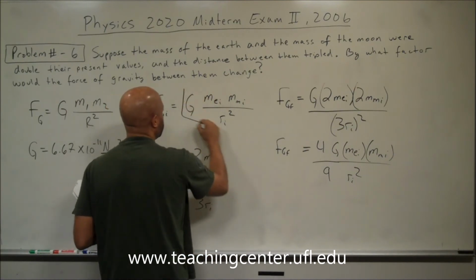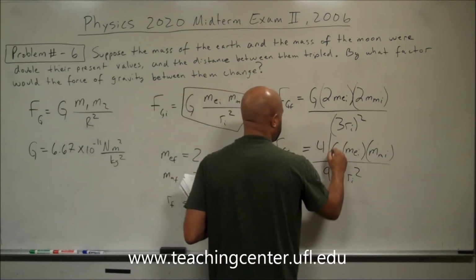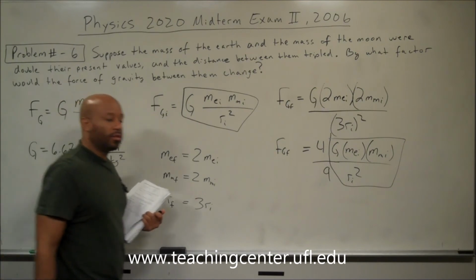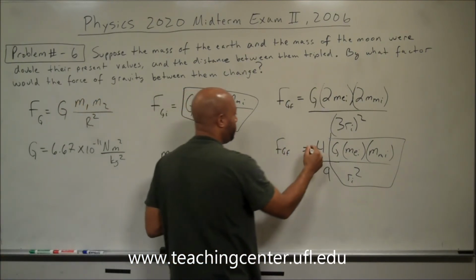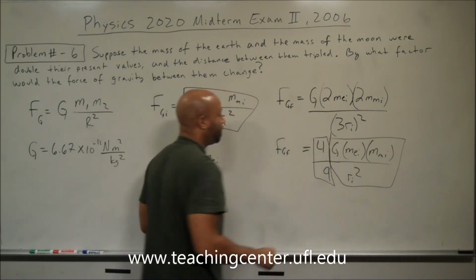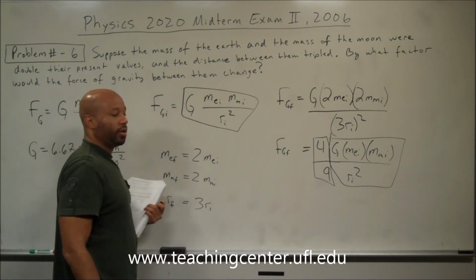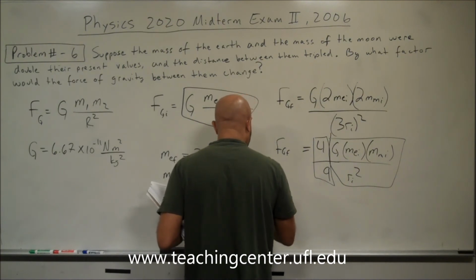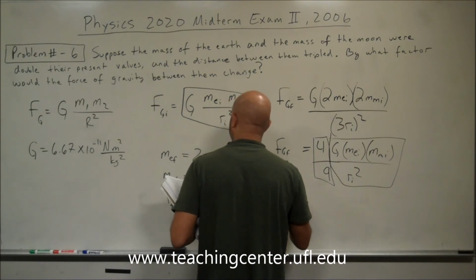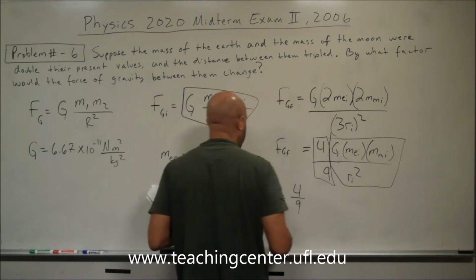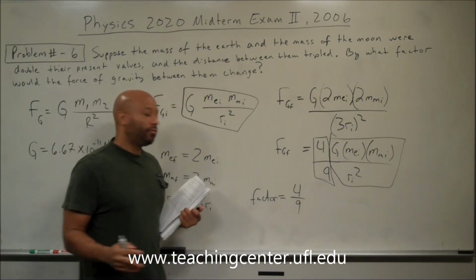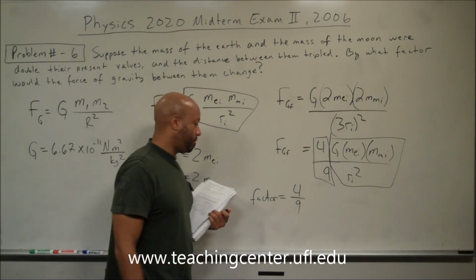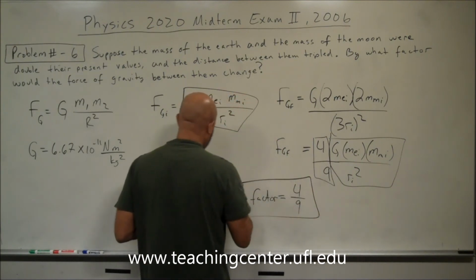And if you look at this part of the equation, that's the same as this part of the equation. Alright? And so the final gravitational force is just going to be a factor of 4 over 9 of the initial gravitational force. Alright? So the answer is the factor is going to equal 4 over 9. And just as a side note, 4 over 9 is going to be less than 1, so the gravitational force is actually going to be less. Okay, so this is the solution to the problem.